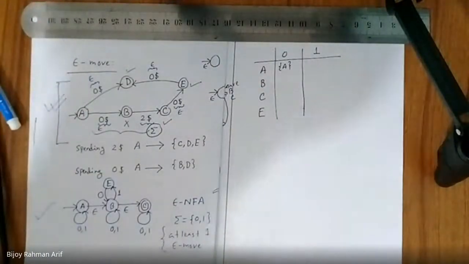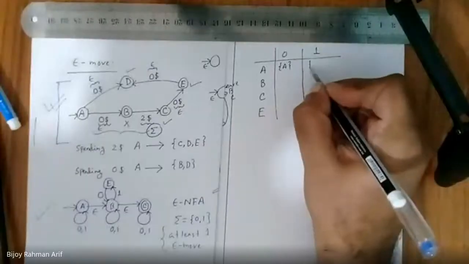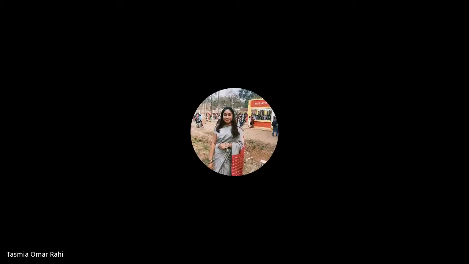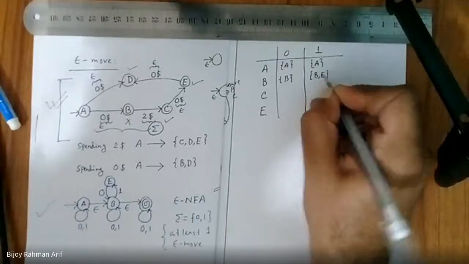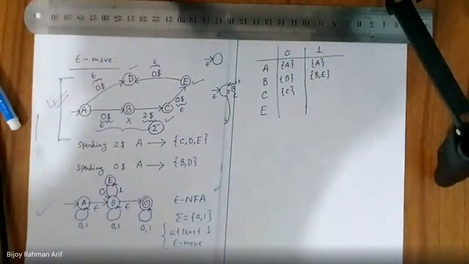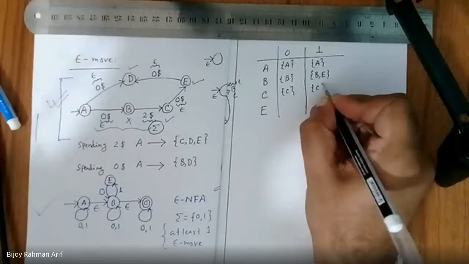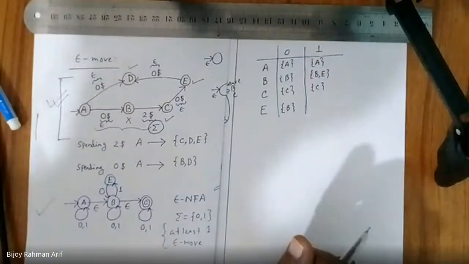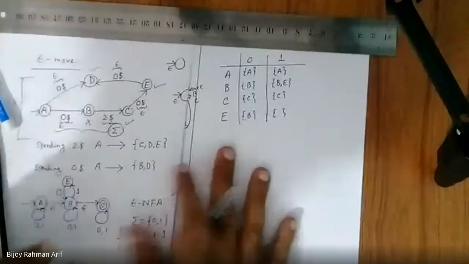Now, A seeing 1, where it can go? So A, A. Now let's go to B. B seeing 0, where it can go? B, B itself. B seeing 1, where it can go? B and E. B and E. C seeing 0, where it can go? C. C seeing 1, it goes to C. E seeing 0, it is coming back to B. And E seeing 1, it does not have any more. So empty cell. Side by side, let's write the closure also.